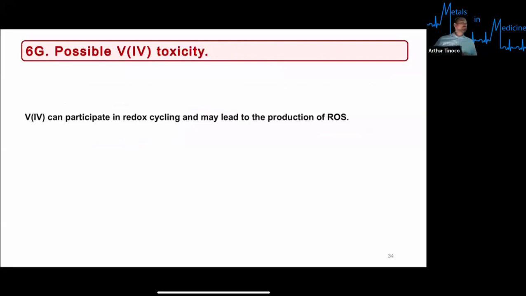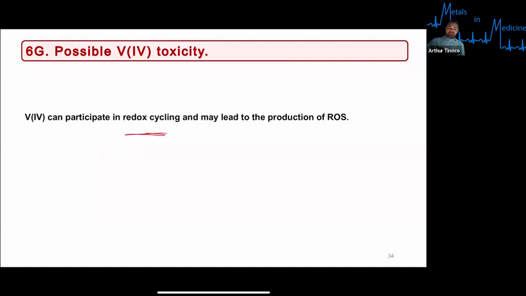Okay, so one final thing that I want to talk about with respect to vanadium is the possible toxicity associated with vanadium-4. So keep in mind that vanadium-5 has no d electrons, that is diamagnetic. Vanadium-4, however, has one d electron. And as I discussed to you previously, within the cellular environment, it's reducing, and vanadium-4 is likely to exist much more dominantly than vanadium-5. Vanadium-4 has the capacity to redox cycle.